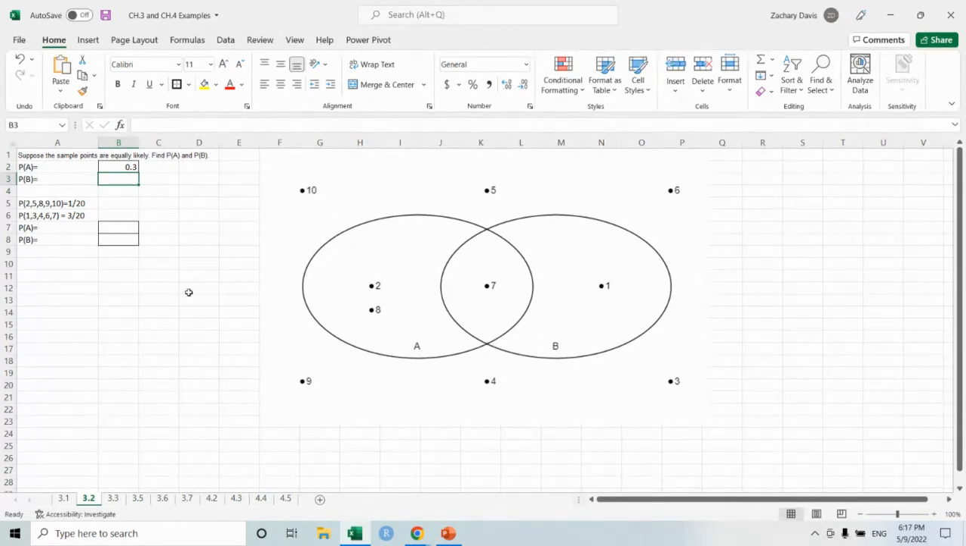Now, similarly, in the circle of B, we have 2 points, right? So it would be 2 divided by 10, or 0.2, or 20% probability. Now, let's say these points have different weights. We assumed they were all equally likely, right? So each point was worth a tenth. But what if we adjust them so that points 2, 5, 8, 9, and 10 are all equal to 1/20th, and points 1, 3, 4, 6, and 7 are all equal to 3/20ths? How would we solve for A and B at this point?